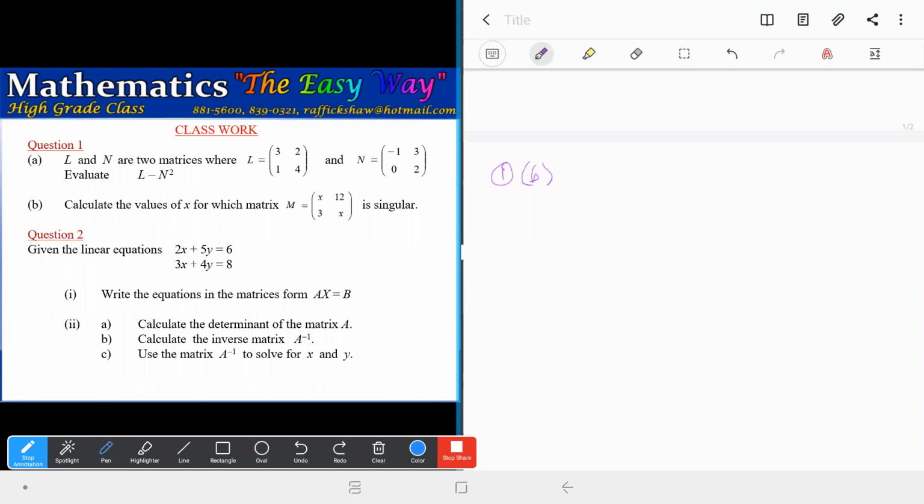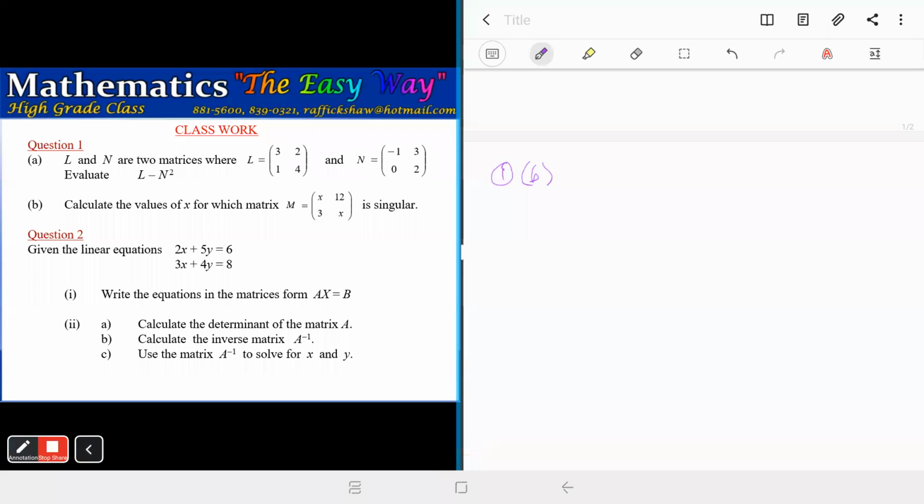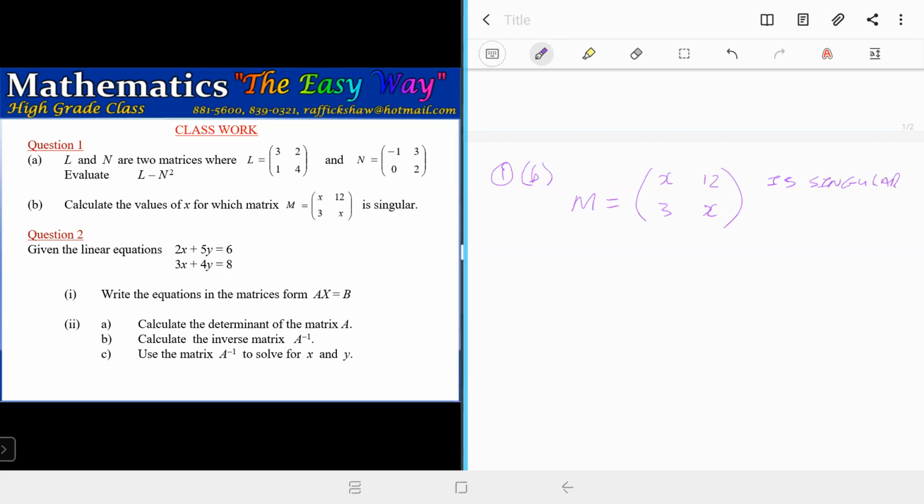And it says that matrix M is singular. So if it is singular, then we know that it has no inverse. The determinant is 0. They gave us this matrix M, which is the matrix X, 12, 3, X. And it is singular. Remember, singular means it has no inverse.